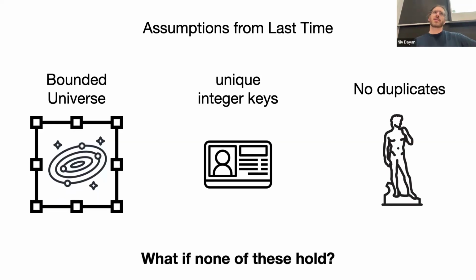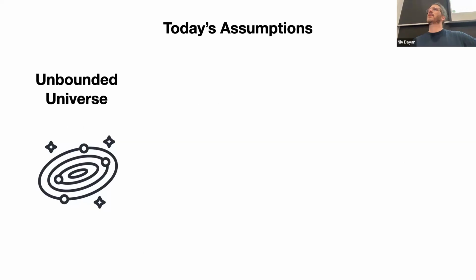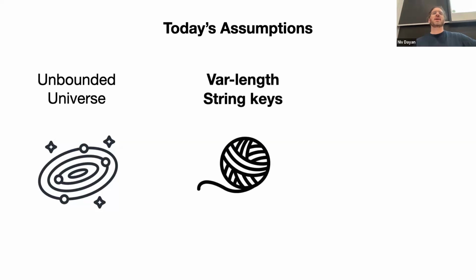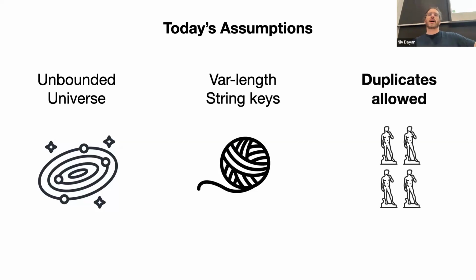In many realistic situations, they don't. So in particular, for today's class, we're assuming that the universe is unbounded. We are assuming that you can use a variable length string to identify any one of your keys. We can allow duplicates to happen today.